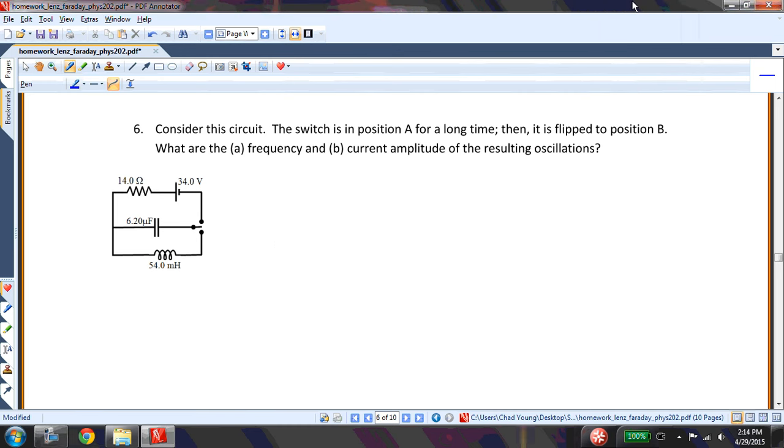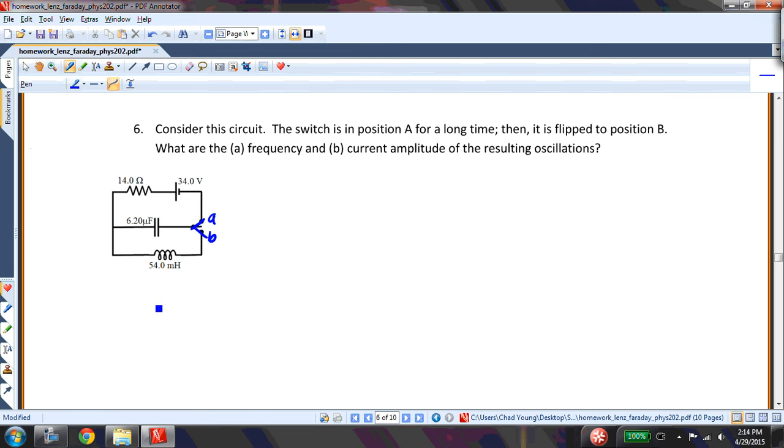Okay, well, this problem number 6 is really very similar to the previous question. Considering this circuit, the switch is in position A for a long time, then it's flipped to position B. Oh, I'm sorry, I didn't have the A and B here, so this is A and this is B. So it's in position A for a long time. That means that the capacitor gets charged, and then it's flipped to position B.